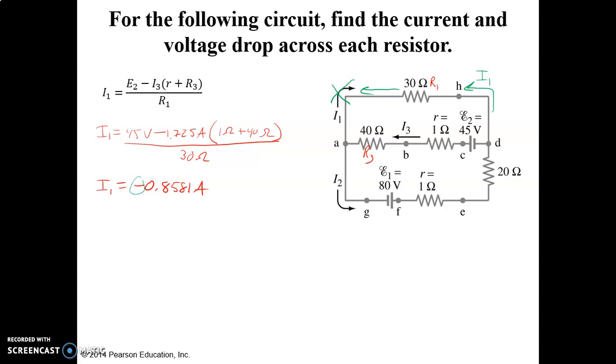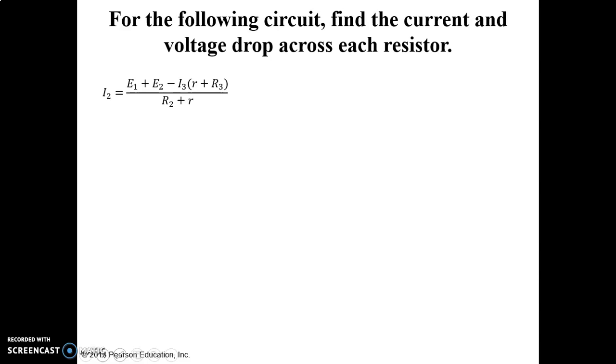All right, so we have I3, we have I1. Now we can go back and get I2. Remember this big long equation that we solved for I2 earlier? Well, we could go through and do that, or there's another equation we could use. We could just use the junction rule equation. Now that we have I1 and I3, we could just use this. So now I2 is going to equal I3 minus I1.